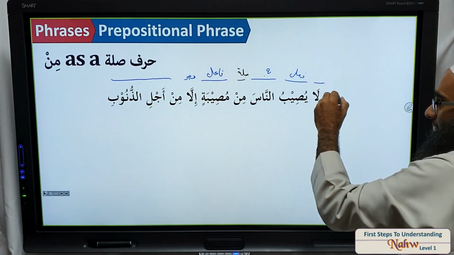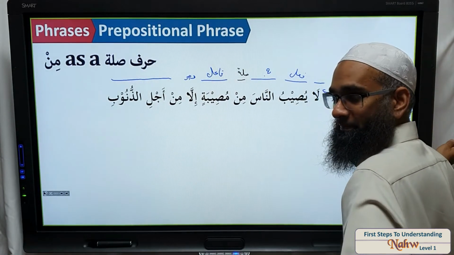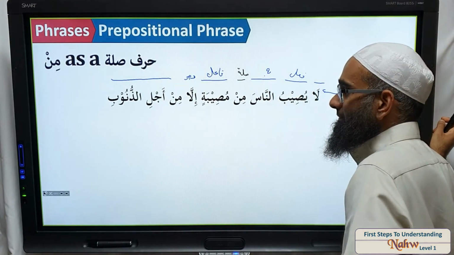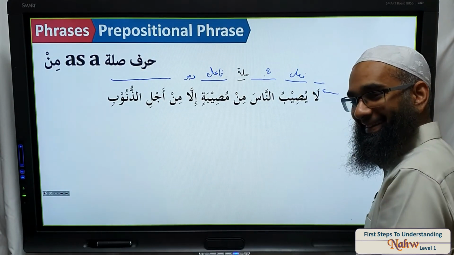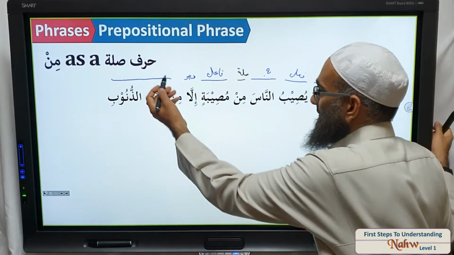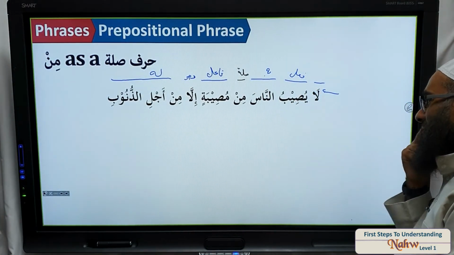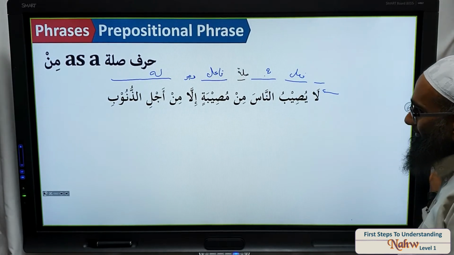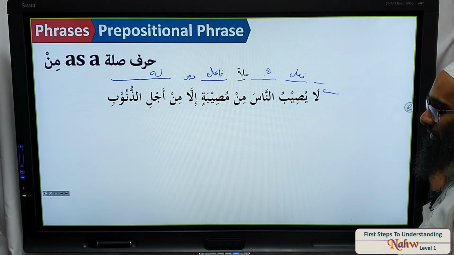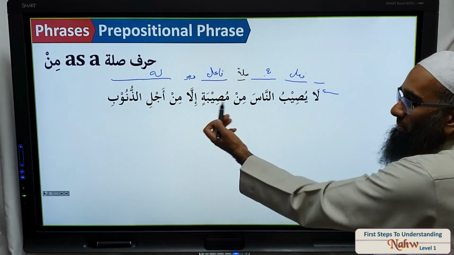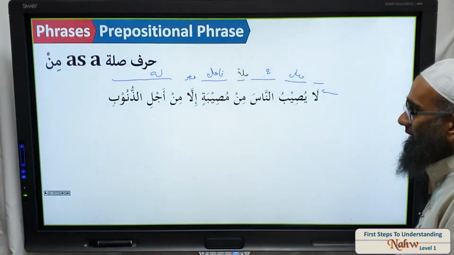It is a lie, isn't it? So, min ajli dhunub becomes ajli dhunub. Come on. Yeah, maf'ul li ajlihi or maf'ul lahu. You got it? How will you translate this? But because musibah, you haven't done enough emphasis on the musibah. There's a min sila for emphasis.